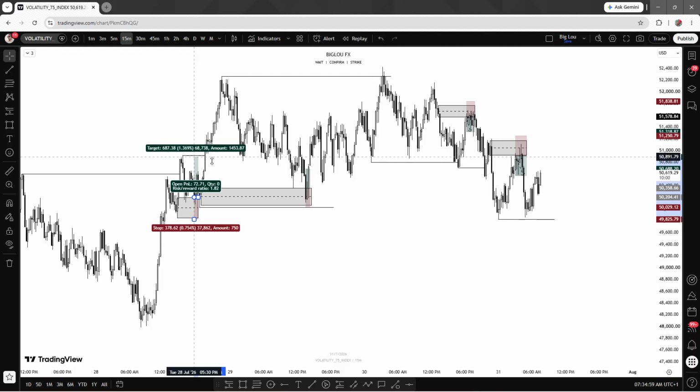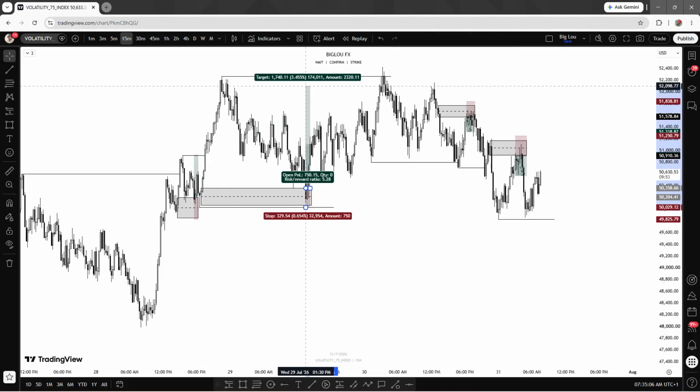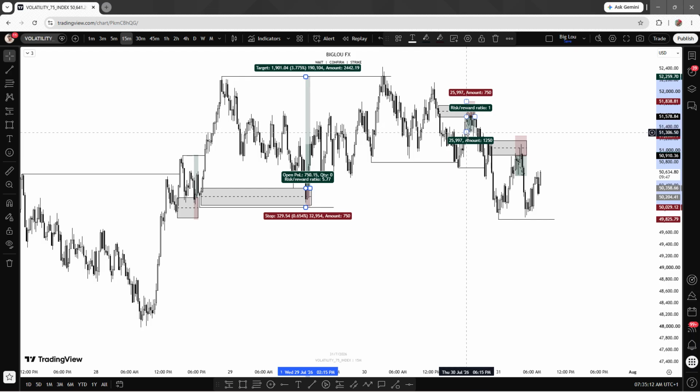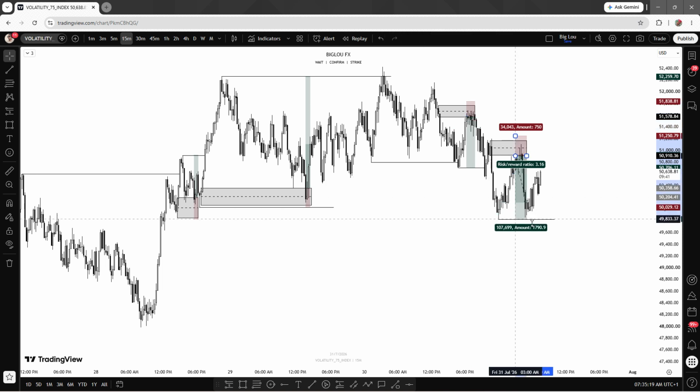I'm not saying that holding your trade to drawn liquidities is bad. This one played out to drawn liquidity. This one played out to the drawn liquidity, which is this high, which actually gave me about 5 point something R. This one played out to the drawn liquidity, which is this low. And this one also played out. It hasn't played out yet, but it will play out to the drawn liquidity.